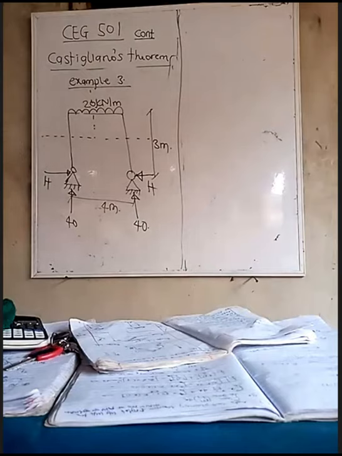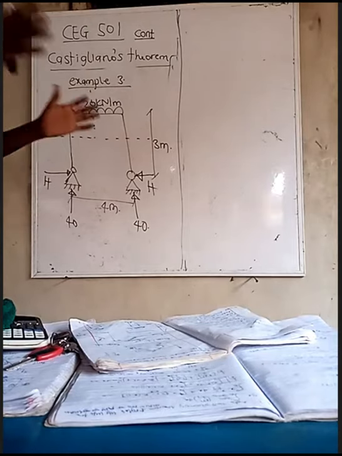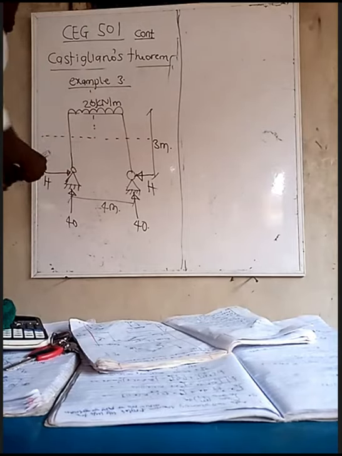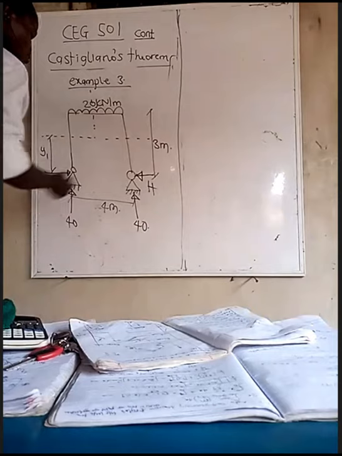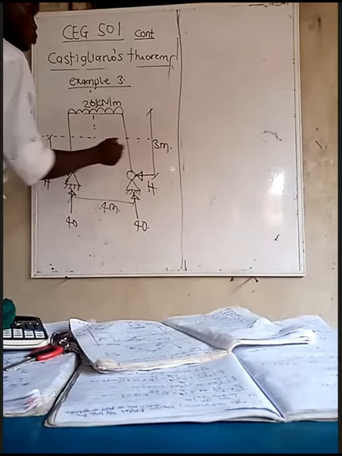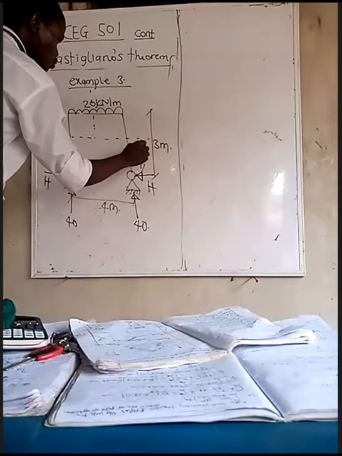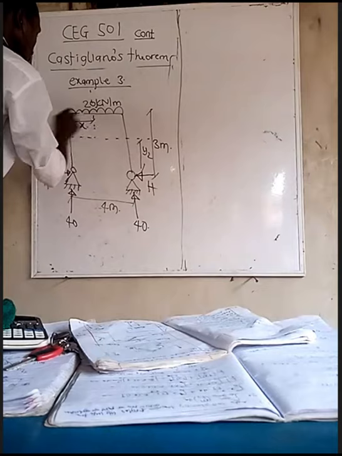Why are we doing this? So that we can obtain the moment equation for each of them. It's from the moment equation that we can now apply the Castigliano theorem. Let's call this one y1. Because they are symmetrical, both of them will give us the same result, but let's still separate them. Y2. And let's call this X.